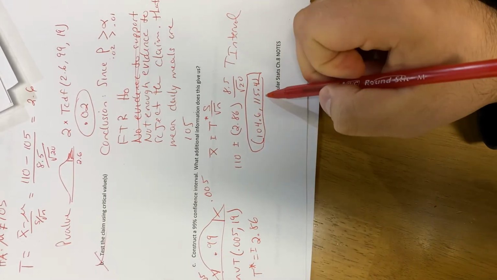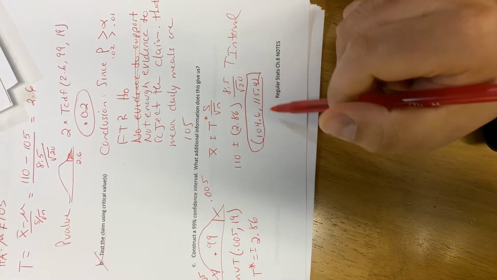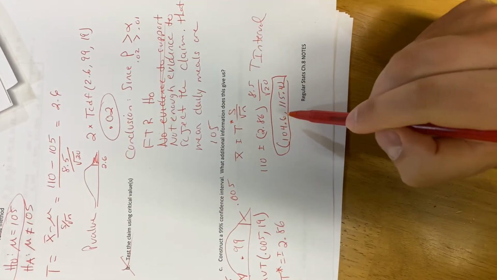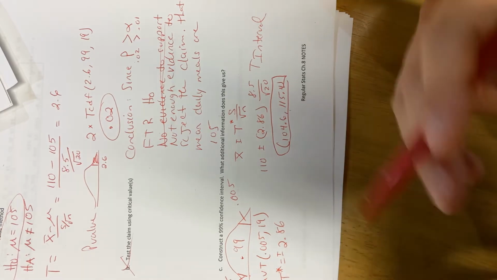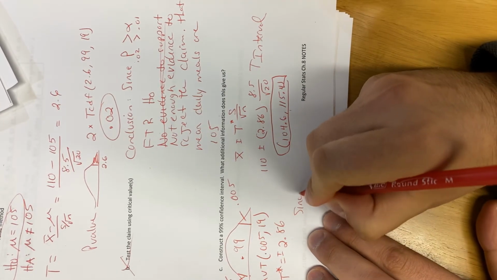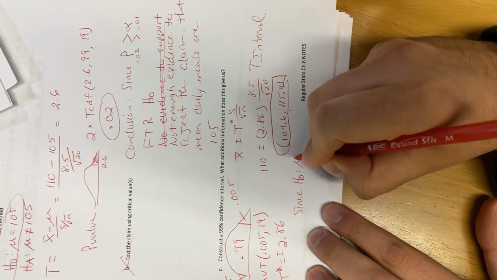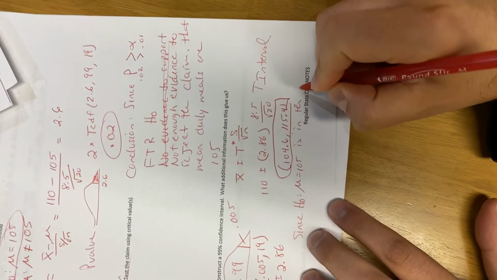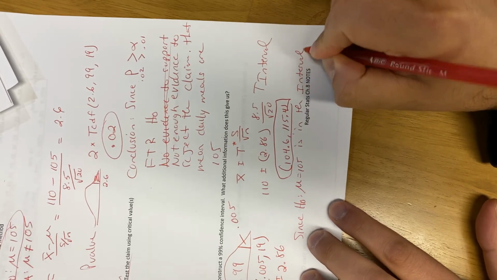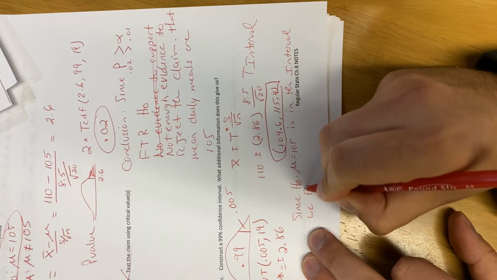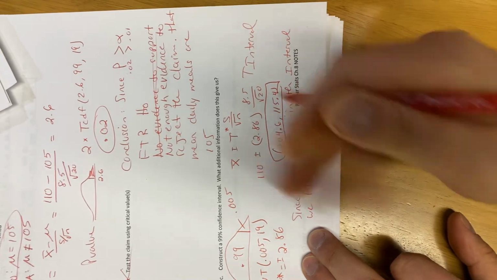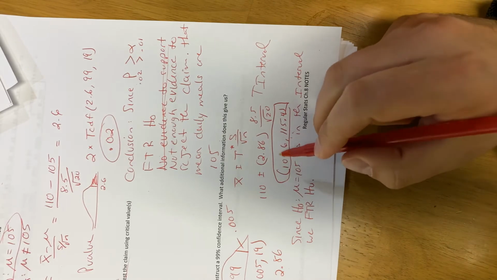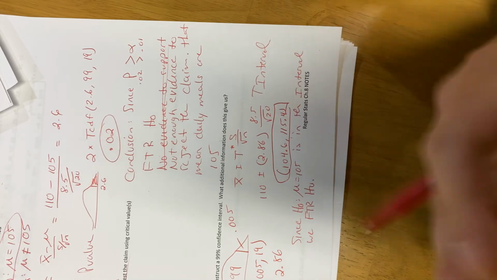Does Ho fall in here? What's Ho? 105. Is 105 in here? Yes, it is. If it's in there, you don't reject Ho. So since Ho, mu equals 105, is in the interval, we fail to reject Ho. Same conclusion. So if Ho falls in the range of plausible values, it's good.